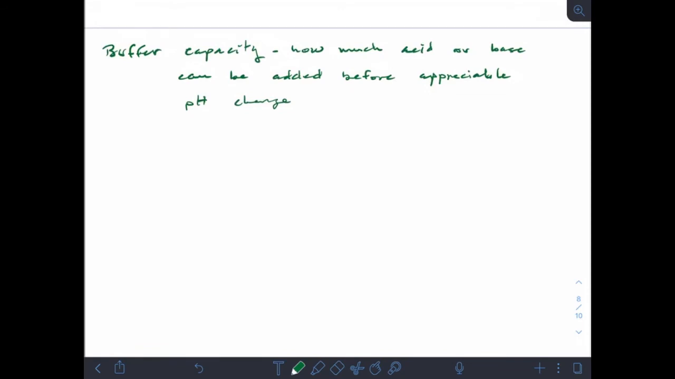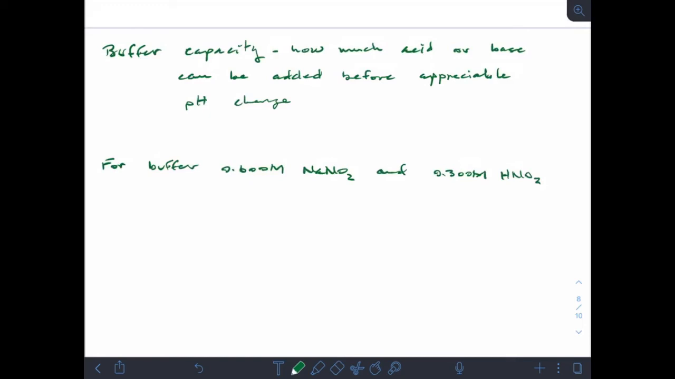And the good news about this topic is it is pretty easy to tell whether or not the buffer is going to break down. So let's say we have the same buffer system, and it is 0.6 molar sodium nitrite and 0.3 molar nitrous acid.